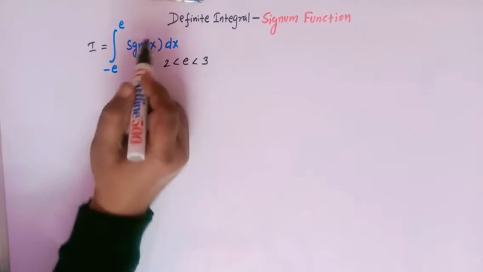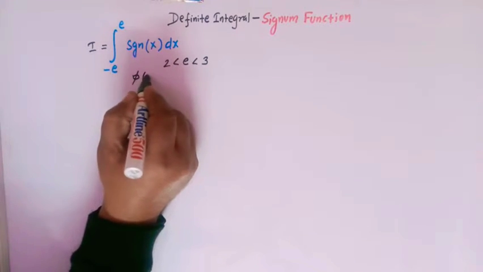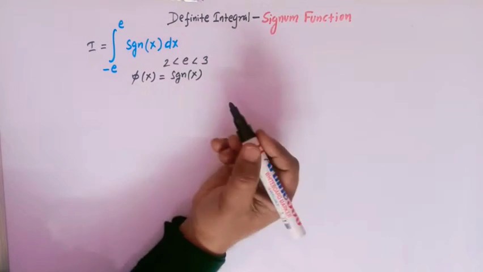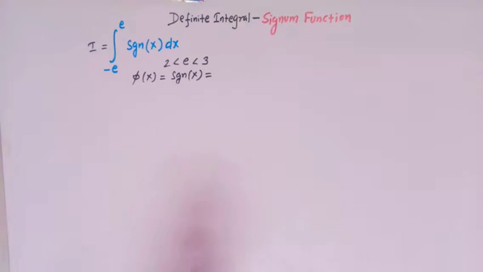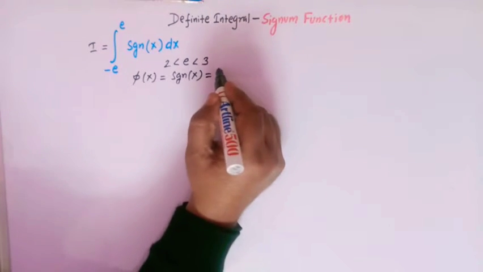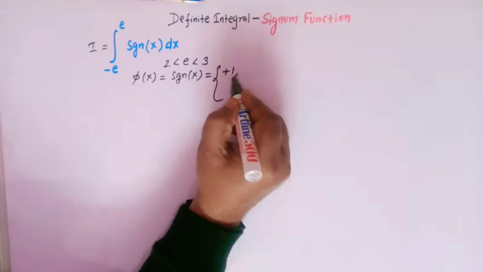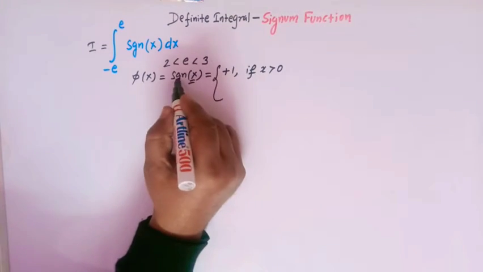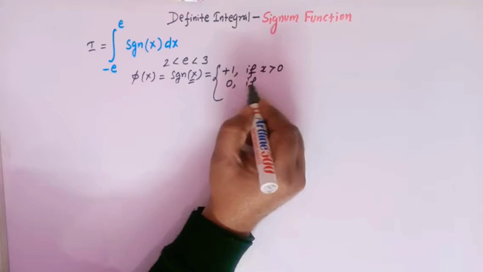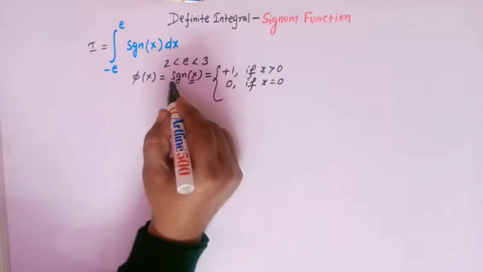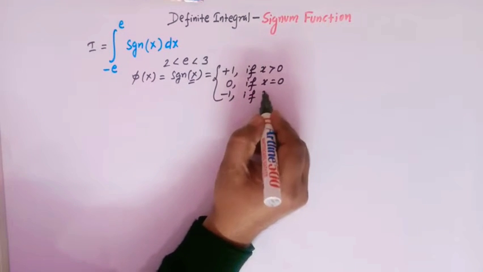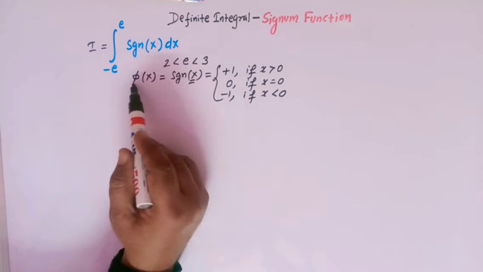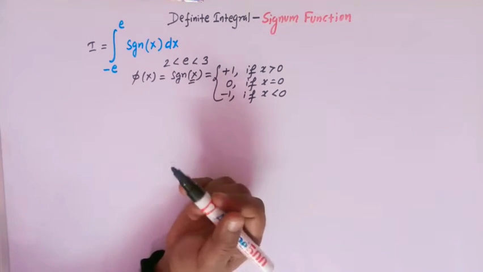Now we have to evaluate this definite integral. The integrand is, say, phi of x equal to signum of x. From the definition of the signum function, we know that it takes the value plus 1 whenever x is greater than 0, signum of x is equal to 0 if x is equal to 0, and signum of x is equal to minus 1 if x is less than 0. So we have assumed that signum of x is some function phi of x.